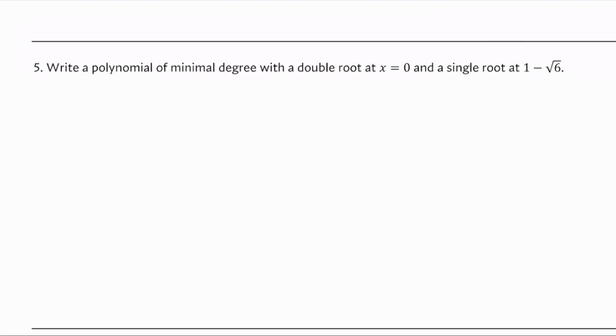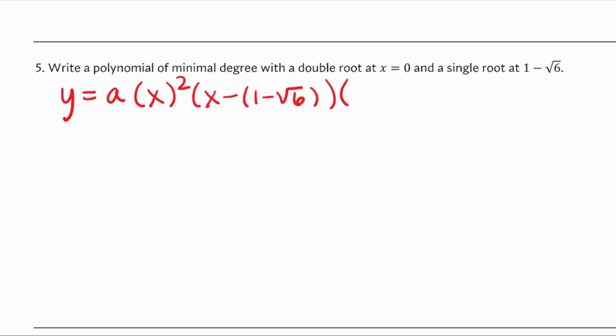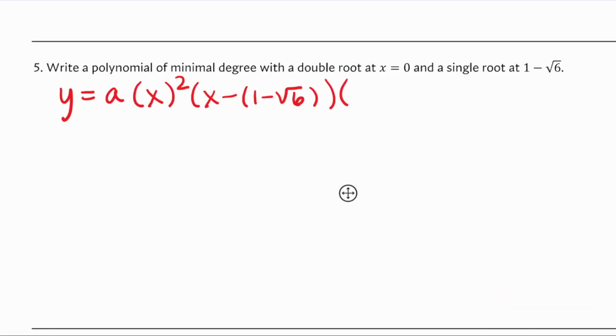Okay, the next one's a very similar problem. They're going to give us a double root at x equals 0. So y is going to be some number times x minus 0 squared times x minus 1 minus square root of 6. If 1 minus square root of 6 is a root of this polynomial that's going to have minimal degree and rational coefficients and be written in standard form, then x minus 1 plus square root of 6 also is going to need to be a factor.